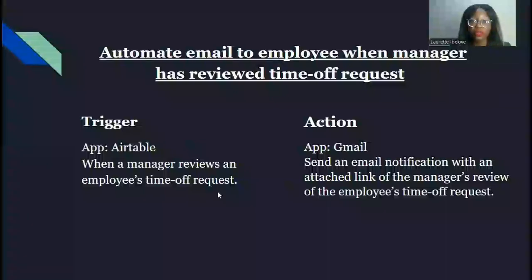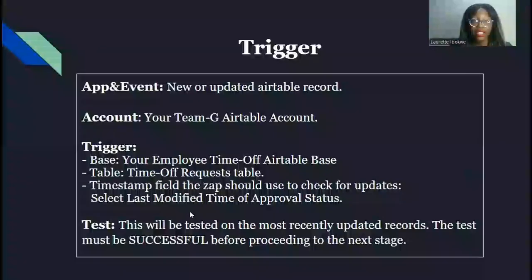Then the third one is to automate emails to the employee when the manager has reviewed the time off request. Your trigger is Airtable and your action is to send a Gmail. That's a notification to the employee that your manager has reviewed your time off request status and so on. This is what your manager said. The trigger is new or updated Airtable record.